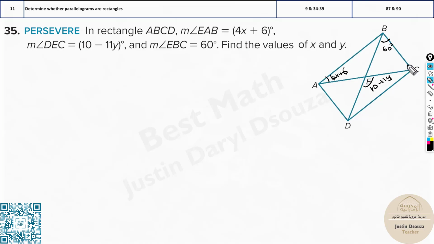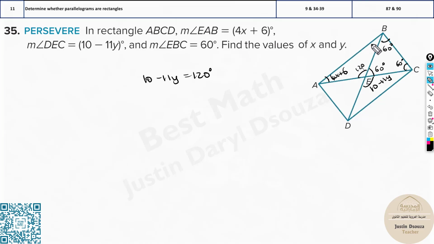So if this is 60, what is this? This is also 60. So what will be this angle over here? It will be 60 here. If this is 60 and this total is 180, so this is going to be 120. Over here it will be 120. So 10 minus 11y is equal to 120 degrees. You can put this in a calculator and find y.